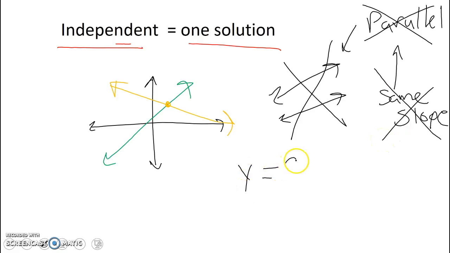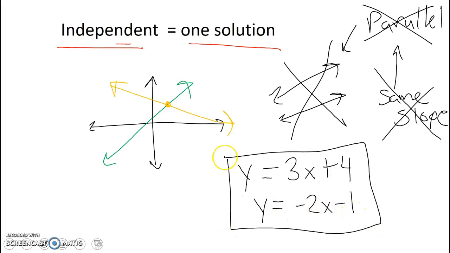So like y equals 3x plus 4 and y equals negative 2x minus 1, well, this would be an independent system because their slopes are different.